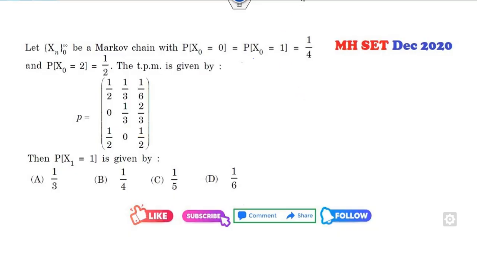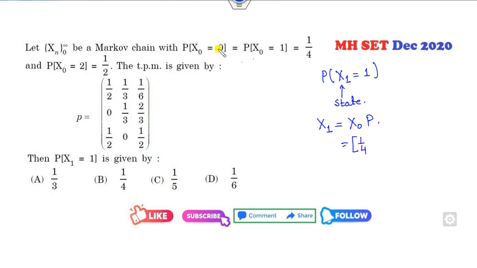How can you solve this PYQ question series? Your target is to find the probability of X1 equals 1. This means the state. How can you find the probability of the state? I can simply say X naught probability times P. What is my X naught? The probability of X naught is given.